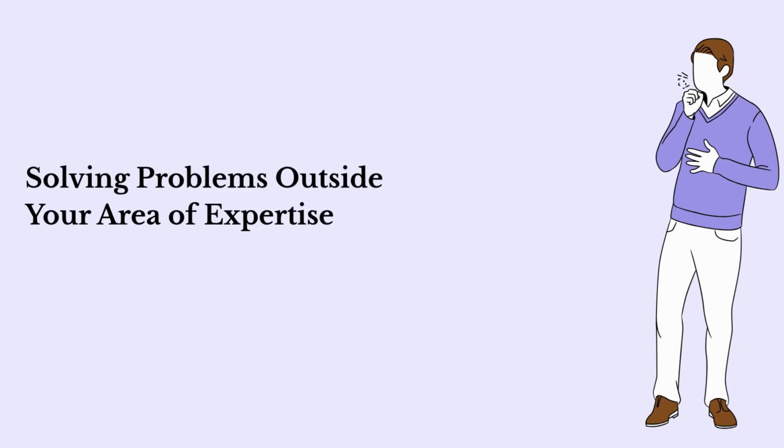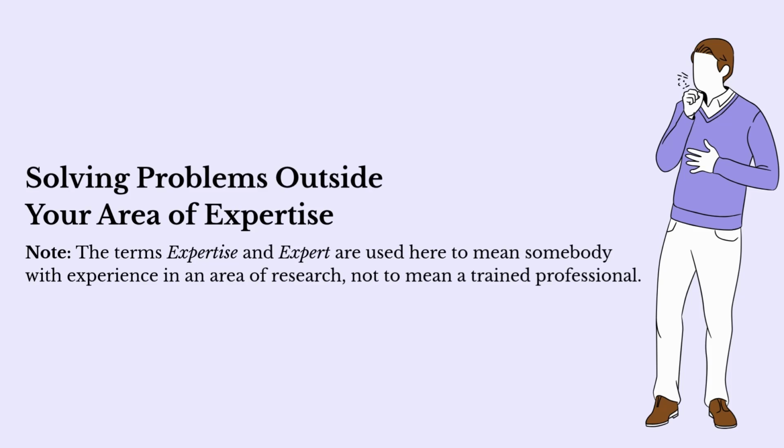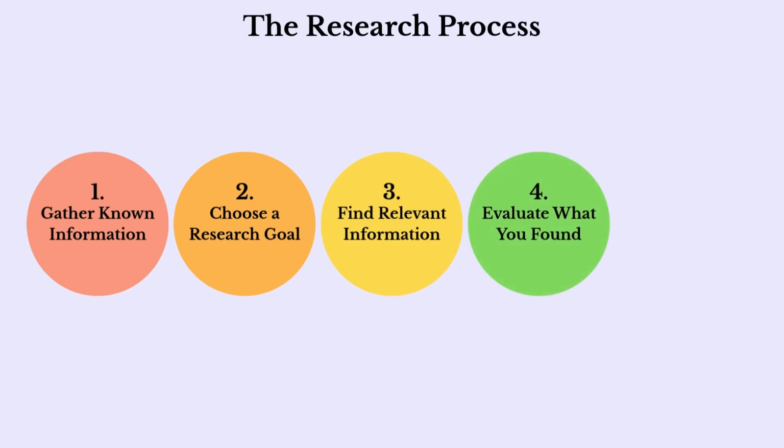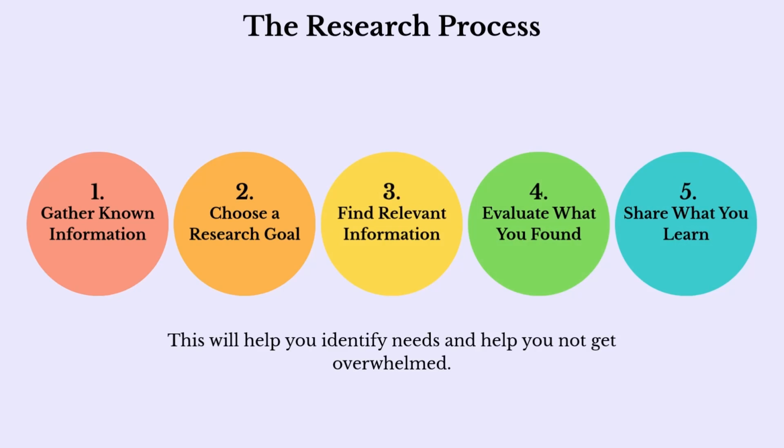One quick note before we begin. This video will use the word expert to describe someone with more experience in a specific area of research than the average person, not necessarily someone with formal training or professional certification. The research process will help you address the needs of anybody. It is a step-by-step guide for research that includes gathering known information, choosing a research goal, finding relevant information, evaluating what you discover, and sharing what you learn. These steps will help you identify what actually needs to be done and will give you a plan so you don't get too overwhelmed by the unfamiliar.